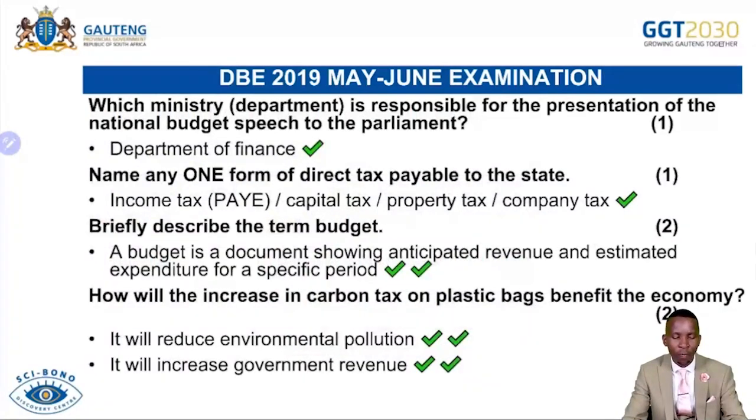And then let's see which ministry or department is responsible for presentation of the national budget. It is not given in there, but because it is general knowledge, you know it's the Department of Finance. Name any one form of direct tax payable to the state: income tax, capital gains tax, property tax, or company tax, or corporate tax. Briefly describe the term budget. Various definitions can be provided as long as they are relevant. So a budget is a document showing anticipated revenue and estimated expenditure for a specific period. And then how will the increase in carbon tax on plastic bags benefit the economy? It will reduce environmental pollution, and it will increase government revenues.